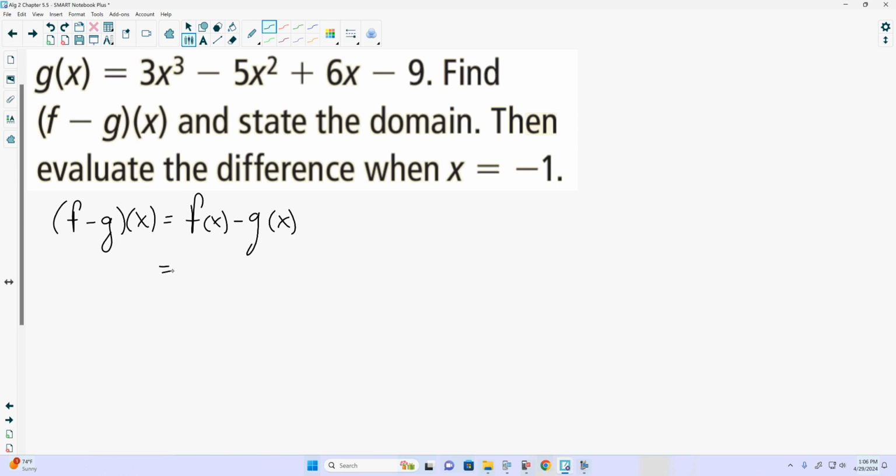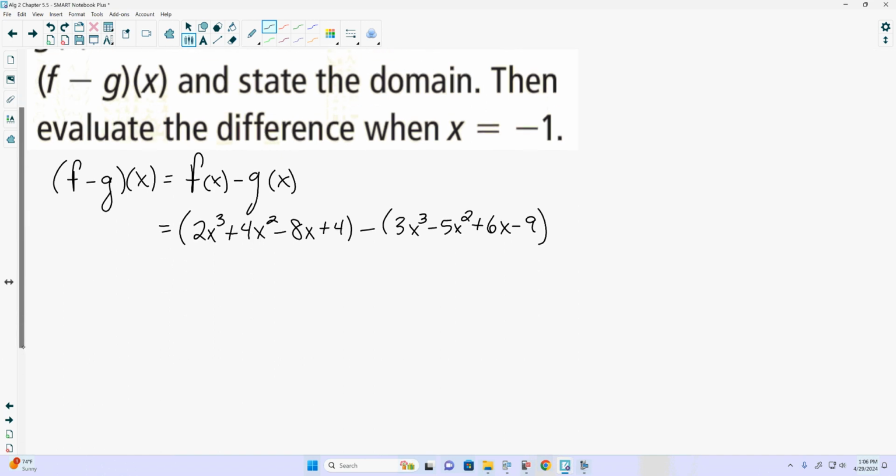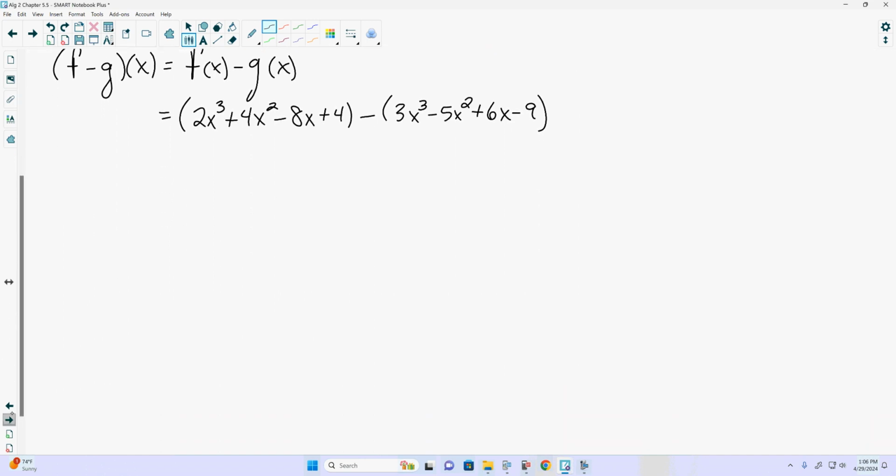Now, this here, f of x minus g of x. Well, f of x is 2x cubed plus 4x squared minus 8x plus 4, minus our g of x, which is 3x cubed minus 5x squared plus 6x minus 9. Now, really on your homework, if you're writing this out, we could just start off with f of x minus g of x. We don't necessarily have to write f minus g of x and then split it up, because those mean the same thing.